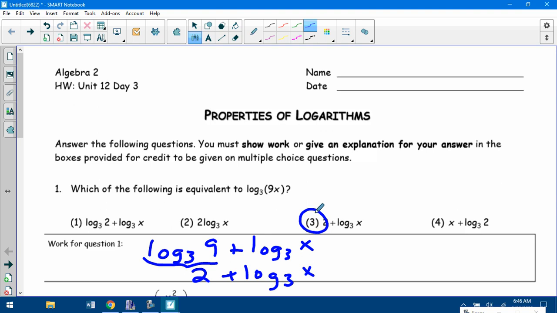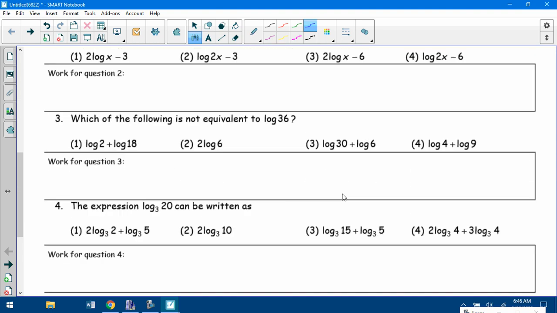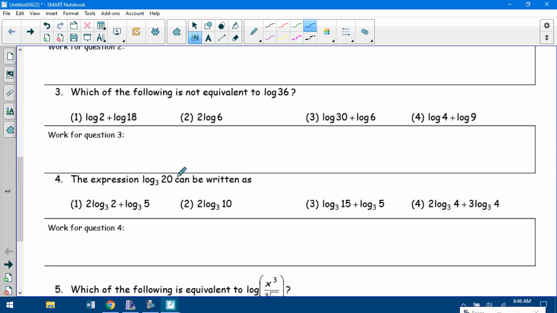All right, another one that I know a lot of people had issues with was number 4. The expression log base 3 of 20 can be rewritten as... this one you almost have to just go backwards. Why don't you take all these and smush them together and see which one will actually work. So if I did number 1, there's a number out front. What can happen with that? That goes in as an exponent. So this would be log base 3 of 2 squared plus log base 3 of 5, which is log base 3 of 4 plus log base 3 of 5, if we do what 2 squared is.